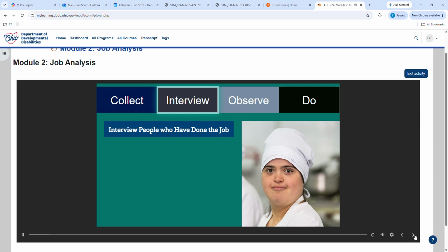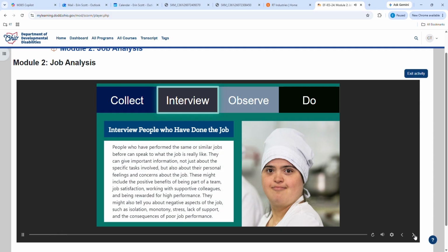Interview people who have done the job. People who have performed the same or similar jobs before can speak to what the job is really like. They can give important information, not just about the specific tasks involved, but also about their personal feelings and concerns about the job. These might include the positive benefits of being part of a team, job satisfaction, working with supportive colleagues, and being rewarded for high performance.